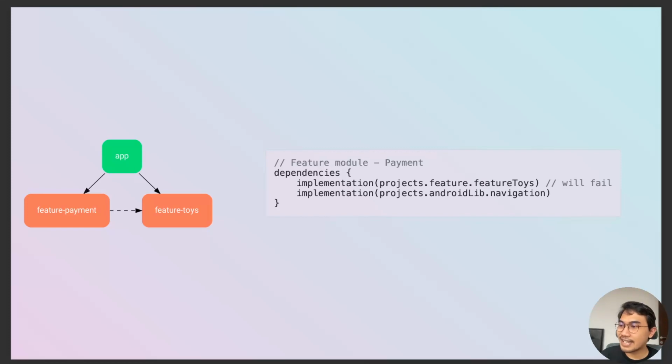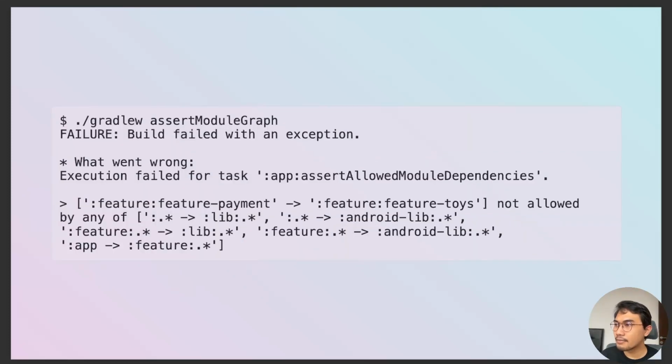Okay, let's test our rule by making the payment module depend on the Toys module. In the payment feature build.gradle, we add the Toys feature as a dependency. When we try to do that and execute this task, assert module graph, we will get an error, because the feature module is not supposed to depend on another feature module. The plugin also will nicely show the reasons for the error. It says feature payment is not allowed to depend on feature toys.